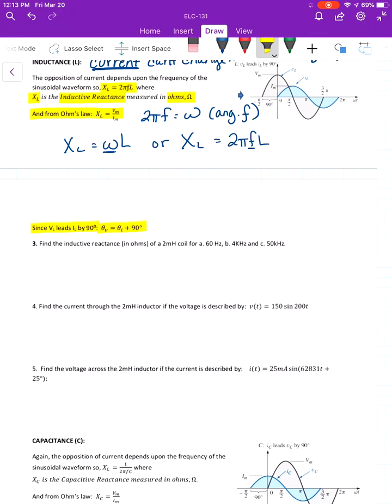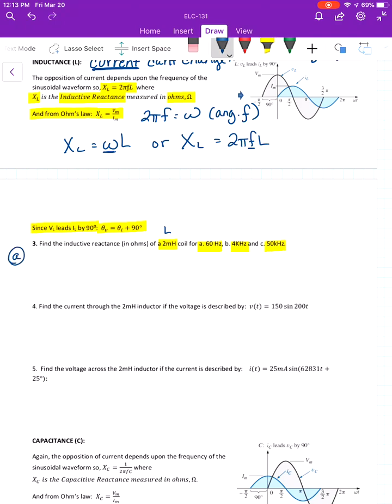So first, let's work on calculating inductive reactance here. We're going to calculate inductive reactance for a 2 millihenry coil. That's our inductor. And we're going to calculate it for 3 different frequencies, 60 hertz, 4 kilohertz, and 50 kilohertz. So this is 3 different problems, basically, that we're going to work here.